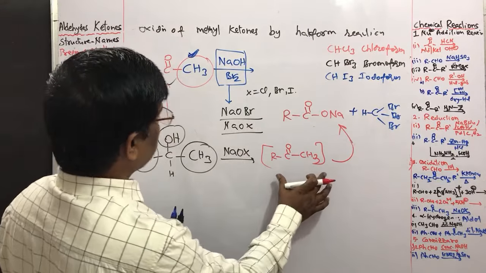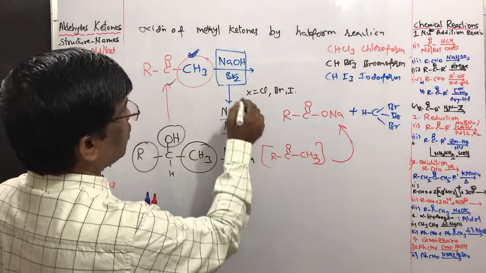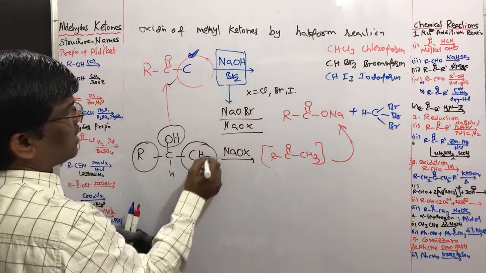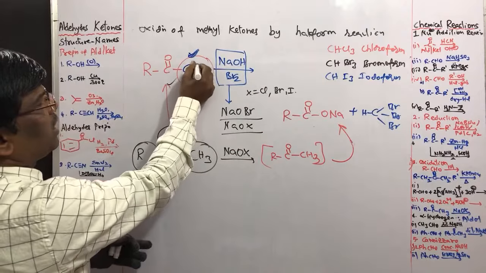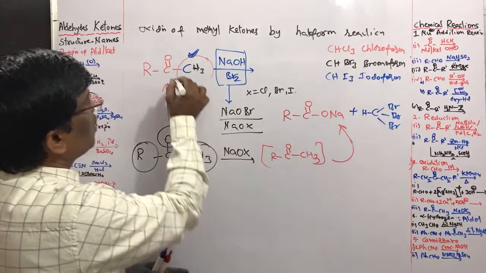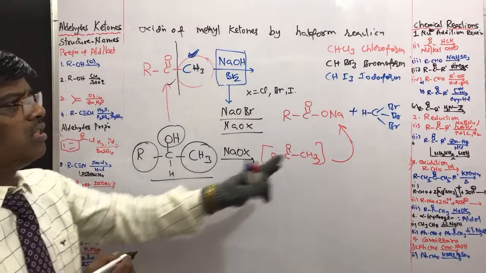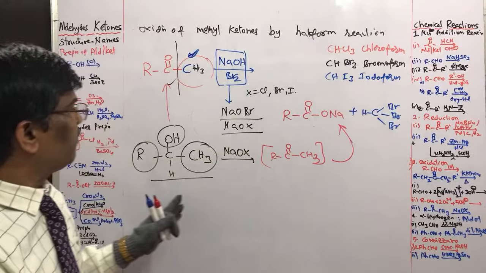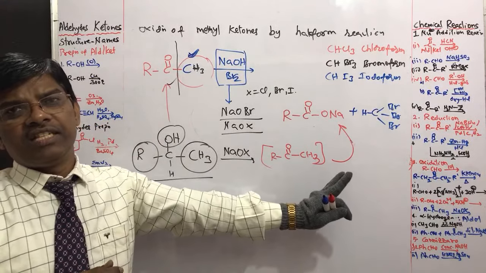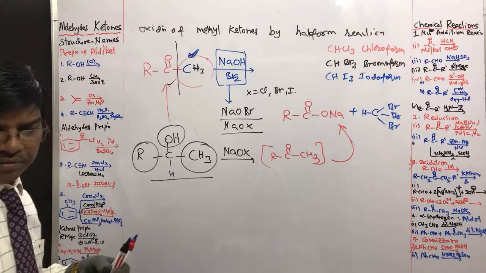Yes, students. So this is how it gives the haloform test. The mechanism is very simple. Sodium hypobromite causes alpha halogenation of the ketone, and it breaks to give haloform. So the important thing is that methyl ketones and hydroxymethyl compounds undergo this haloform test. Other than methyl ketones, you are not going to get this test. Next.